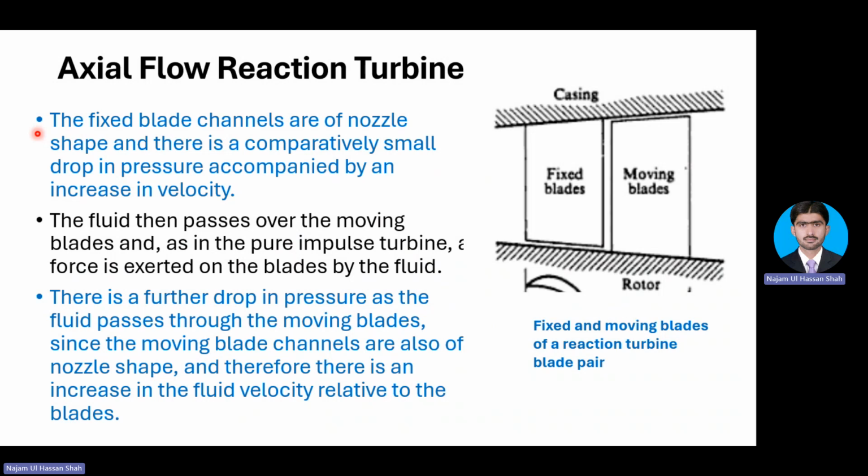The fixed blade channels are of nozzle shape, and there is a comparatively small drop in pressure accompanied by an increase in velocity. The fluid then passes over the moving blades, and as in the pure impulse turbine, a force is exerted on the blades by the fluid. There is a further drop in pressure as the fluid passes through the moving blades, since the moving blade channels are also of nozzle shape, and therefore there is an increase in the fluid velocity relative to the blades.